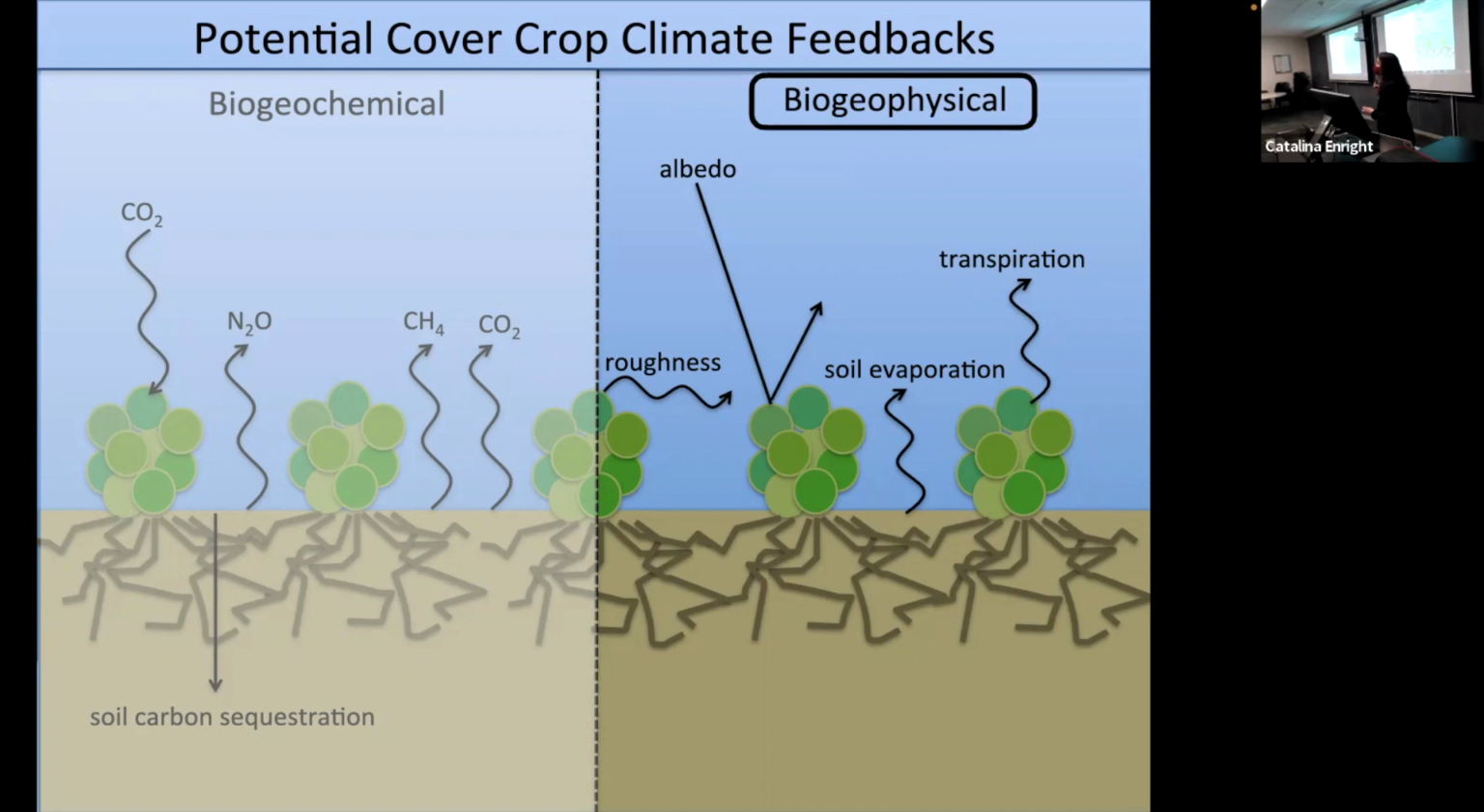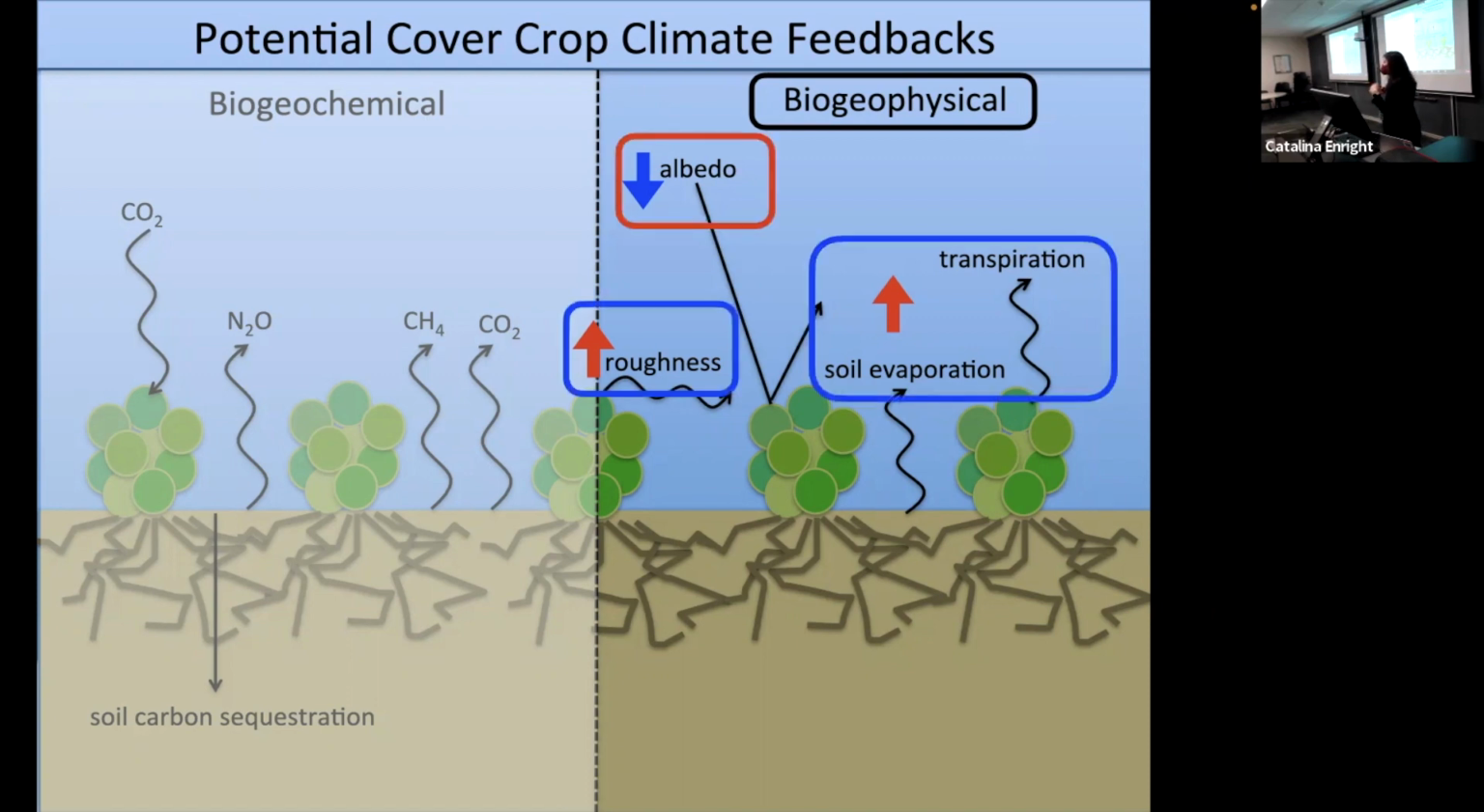And so I'm going to focus today on only looking at these biogeophysical impacts. And I'm going to ignore the biogeochemical impacts, even though they are extremely important. I'm just not going to probe that today. So what I would expect when you plant cover crops, so when you go from a bare ground surface to a vegetated surface, you might get some increase in roughness and some increase in evapotranspiration and a decrease in albedo, likely. It'll be less reflective.